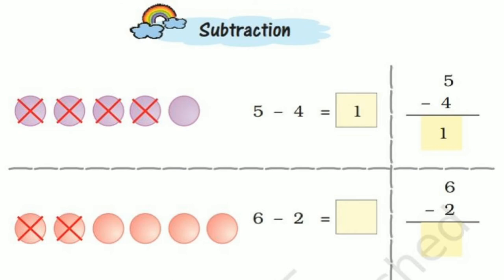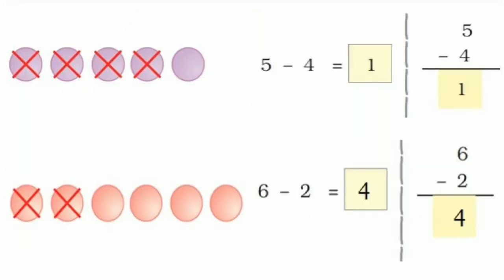In the same way, try to answer the next one. Here some orange colored balls are given. Let us count how many balls are there. 1, 2, 3, 4, 5, 6. There are 6 balls. If we remove 2 balls, how many will be remaining? 6 minus 2. So let us count the numbers from 2 till 6. 3, 4, 5, 6. How many numbers did we count? 4 numbers. So 6 minus 2 is 4.